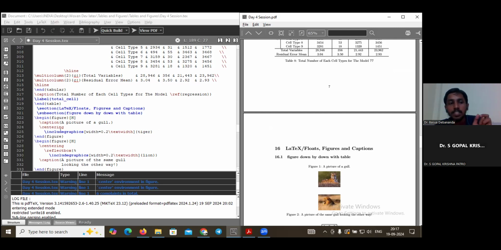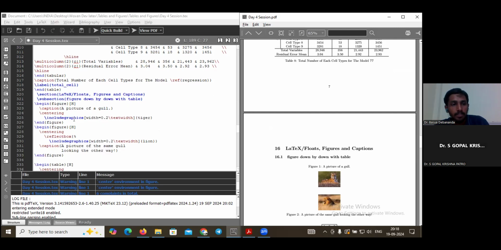Okay. \includegraphics, you have to mention what width you want, and the figure you have saved, that name you have to write here. I have saved it as tiger, that's why I have written tiger. Okay. \end{figure}, then it will come like this.